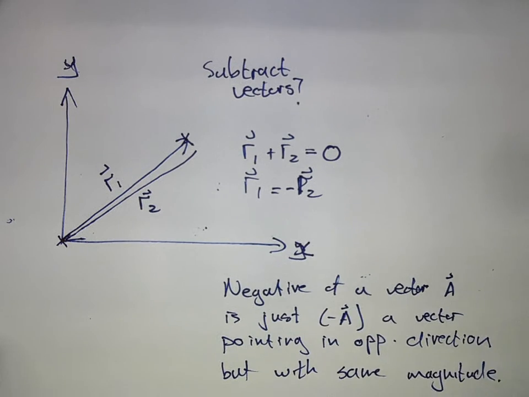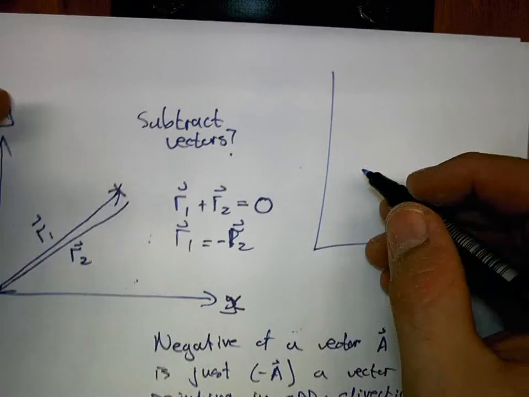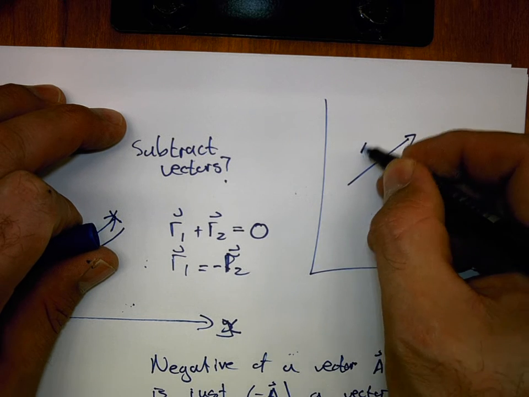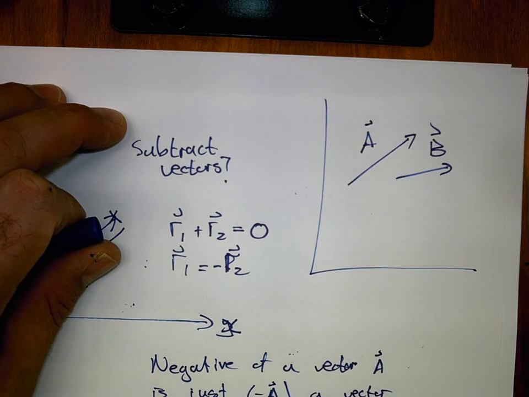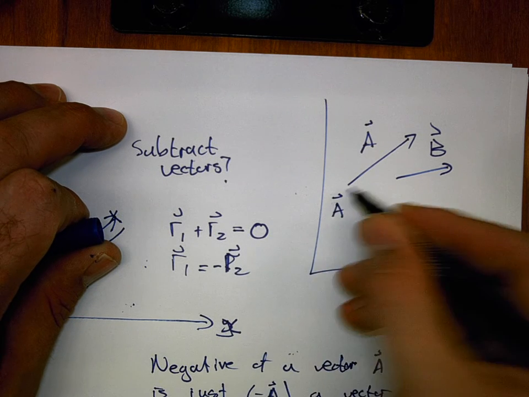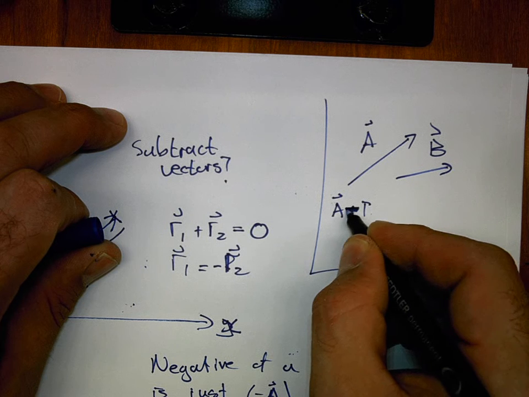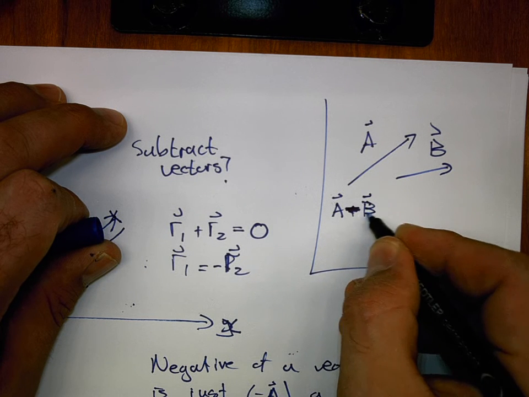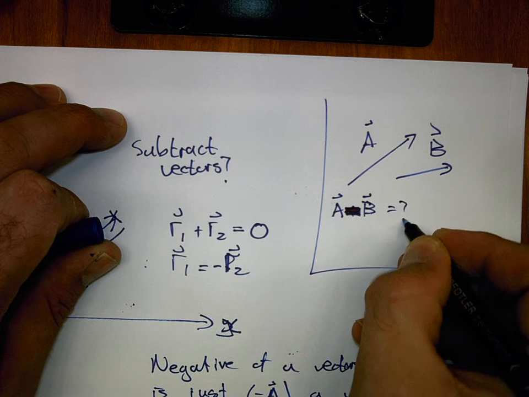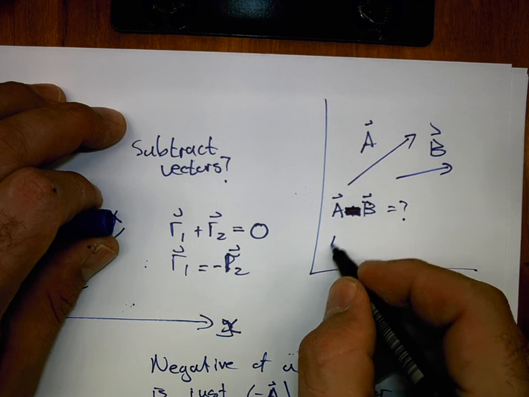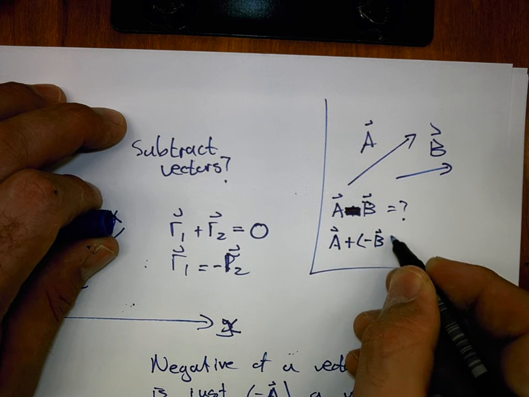So lastly, if I ask you now, I'll just give you 2 vectors. I say, this vector is vector A, that vector is vector B, and I want you to calculate what is vector A minus vector B. So that is a minus. Well, we can write this as well. It would be the vector A plus the negative of vector B.